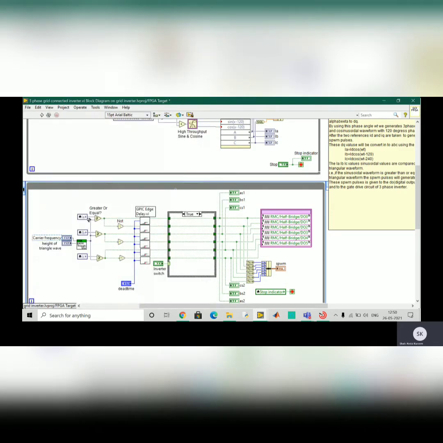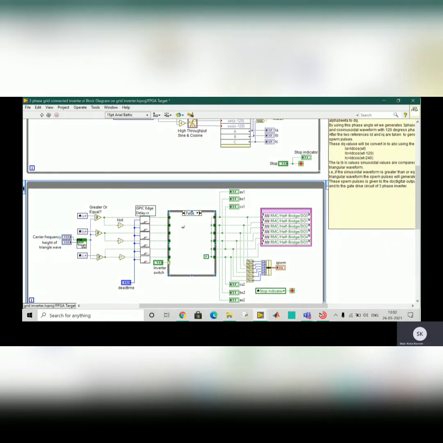So this IA is compared with the triangular waveform. If IA is greater than or equal to the triangular waveform, the pulse is generated and given to the switch. The switches in each leg are complementary to each other. For that, we will generate the complementary pulses and give them to the complementary switch. And the output pulses will be given to the edge delay. So edge delay is provided with the dead time. The significance of the dead time is that it will avoid the overlapping of the pulses.